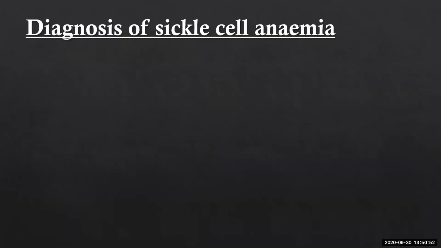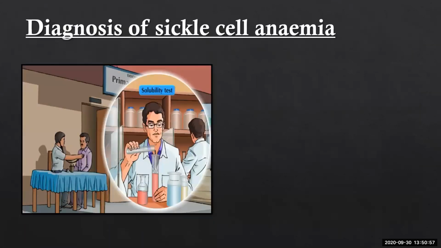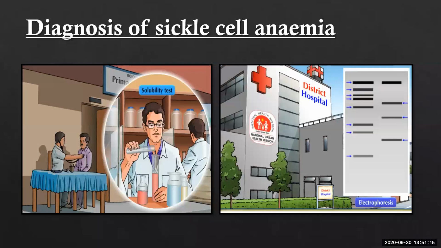Now we will see the diagnosis of sickle cell anemia. Under the National Health Mission Scheme, the solubility test for diagnosis of sickle cell anemia is available at all district hospitals. At the district level hospital, the solubility test is carried out for the detection of sickle cell anemia, and electrophoresis is performed, which is the confirmatory test.